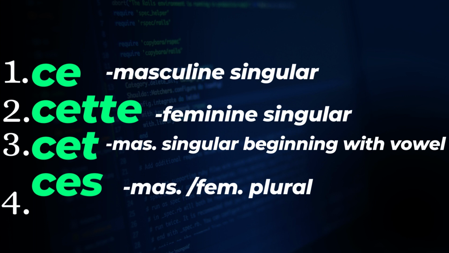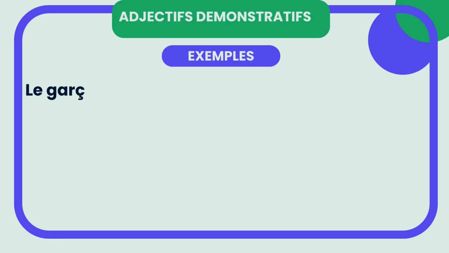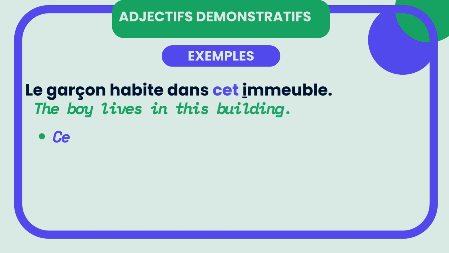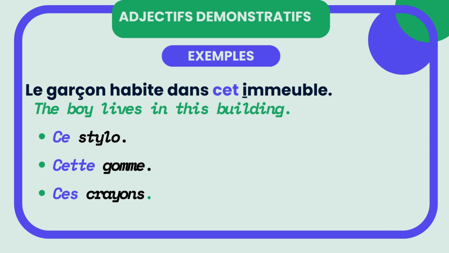For example, le garçon habite dans cet immeuble means the boy lives in this building. So immeuble starts with a vowel, and it is a masculine word. That's why we place cet here, not ce, because the first letter of the noun is a vowel.